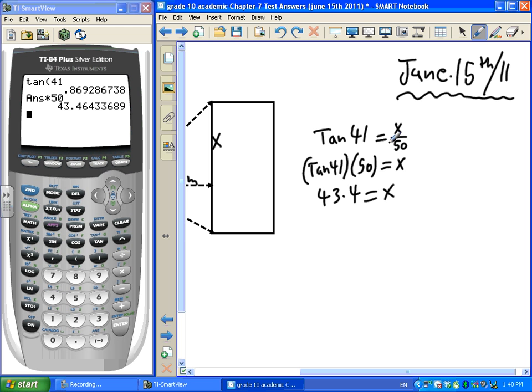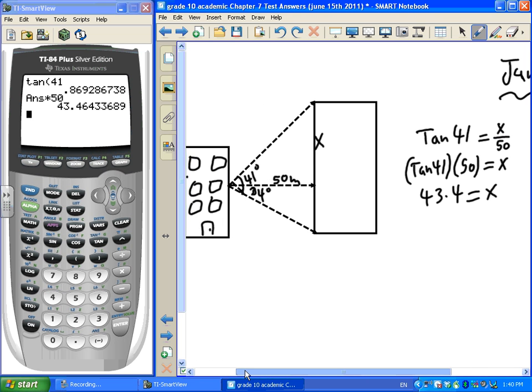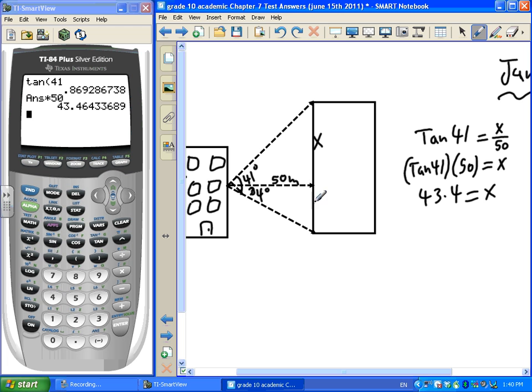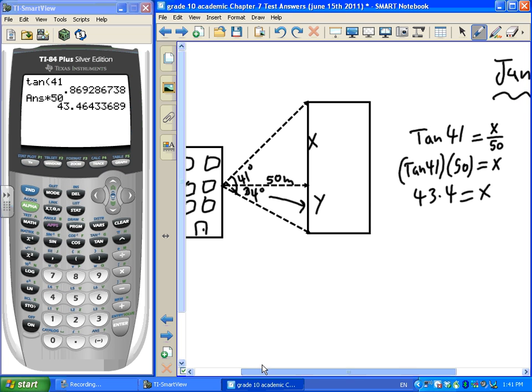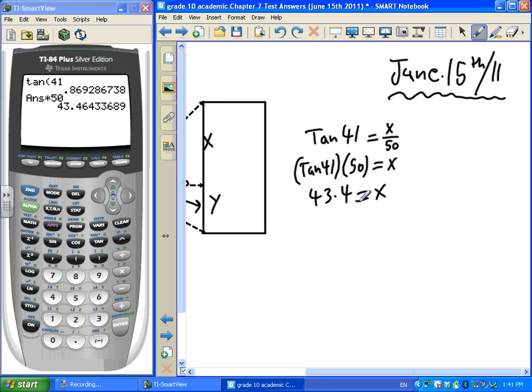Now we're going to set up the same thing with the bottom triangle. Again, we have the adjacent side. The adjacent side is 50 meters, and we're looking for the opposite side. We're going to call that Y. So we're going to set up the same type of equation, because we have an opposite and adjacent.